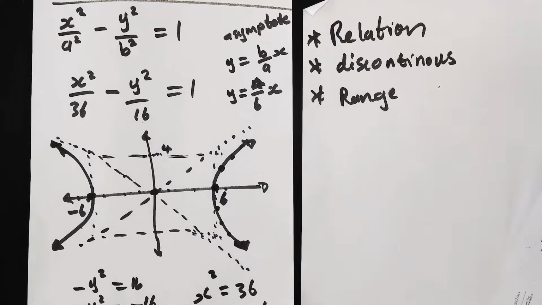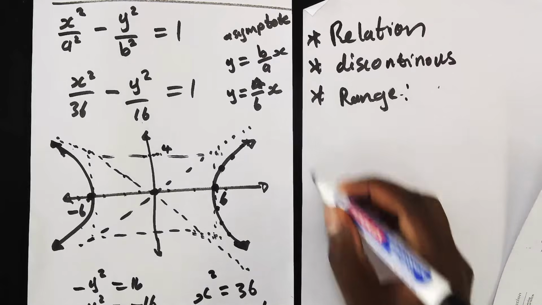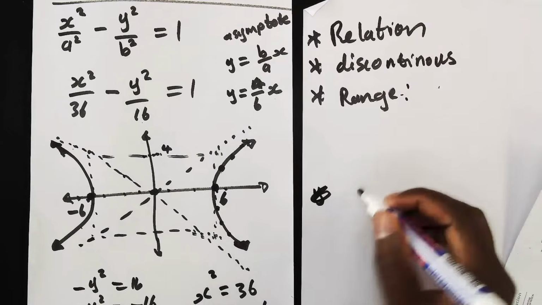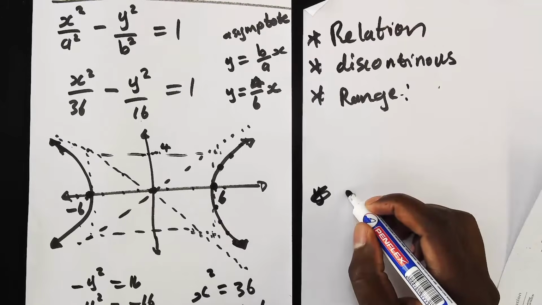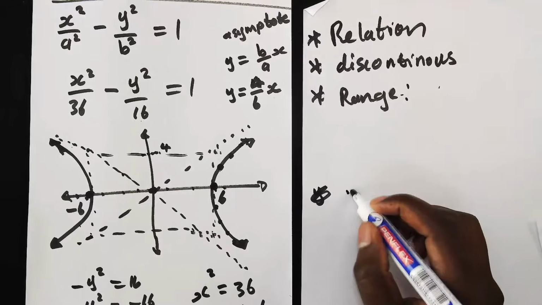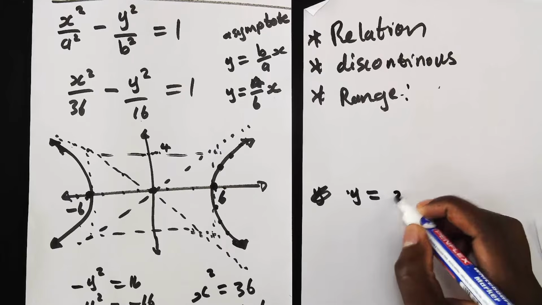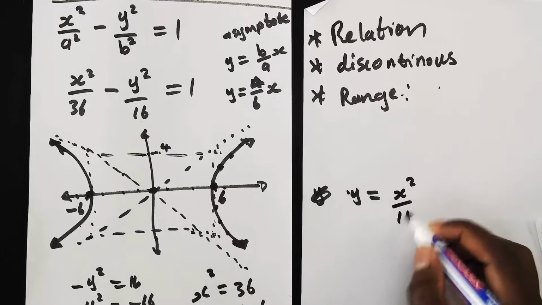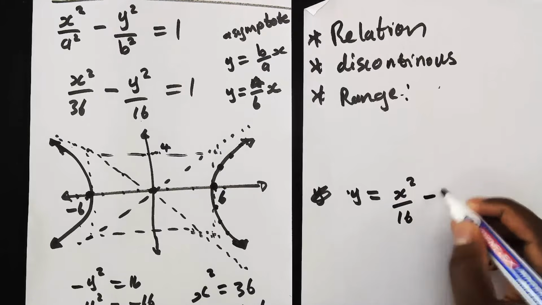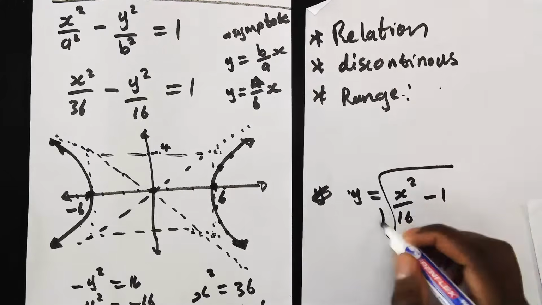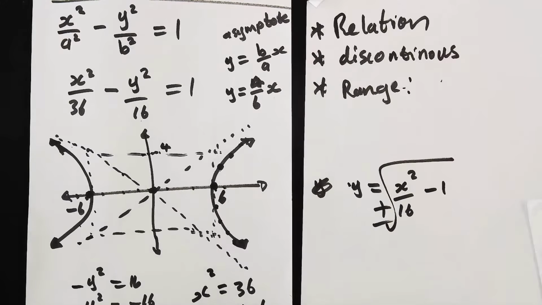So what is the value of y when you substitute? Or maybe let me do it for you here. Okay, let's say we want the y value. Let's make y the subject of the formula. We'll have y squared equals 16 times (x squared over 36 minus 1). Okay, square root of plus or minus. So that will be the equation if you make y the subject of the formula.